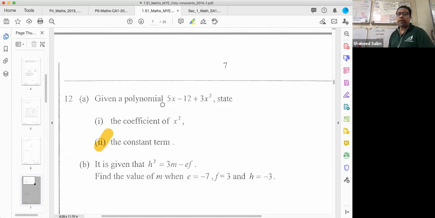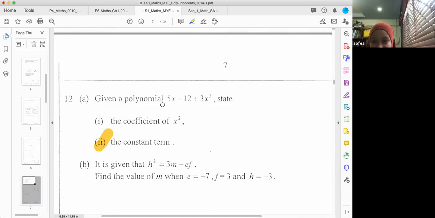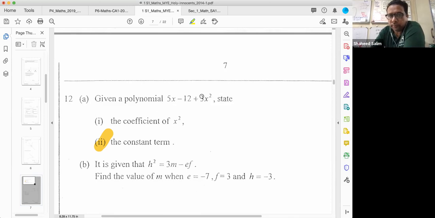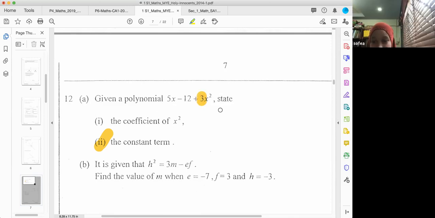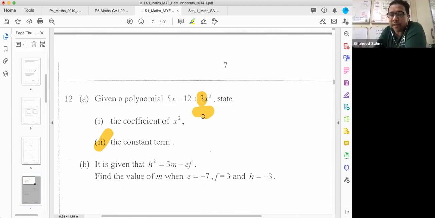Okay, very quickly. Sophia, what's the coefficient of x squared? Sophia, don't wait. What's the answer? What's the number in front of x squared? What's the number in front? 3. So the answer is 3. Very simple. Now, what is constant?